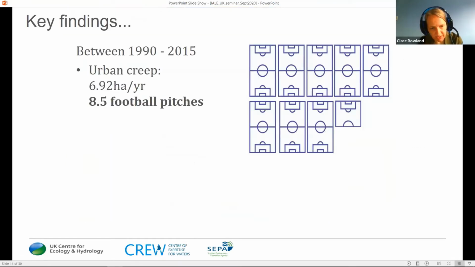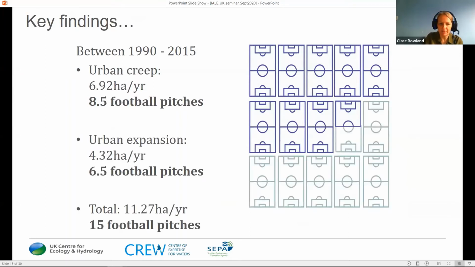So the key findings are that urban creep increased by about 7 hectares per year between 1990 and 2015. Now, if anybody saw the tweet, I promised I'd mention football pitches as a unit of area, so this is where I'm going to do it. That's about 8.5 football pitches of vegetated land that is lost to paving over by urban creep every year. Whereas urban expansion is only about 6.5 football pitches a year. And in total, between urban creep and urban expansion, Edinburgh's losing about 15 football pitches of vegetated land each year.